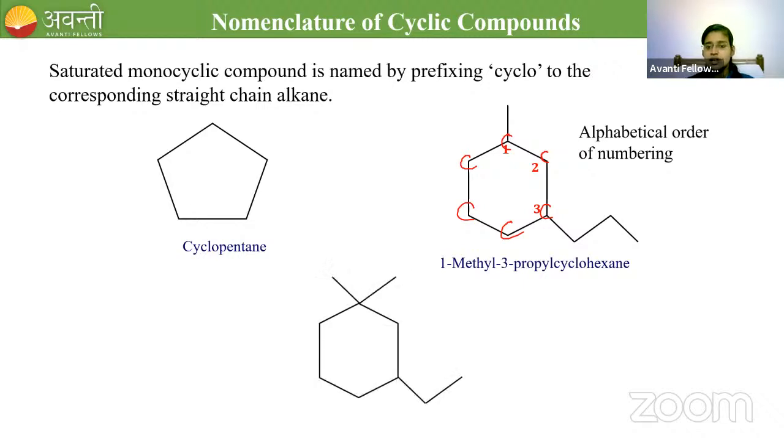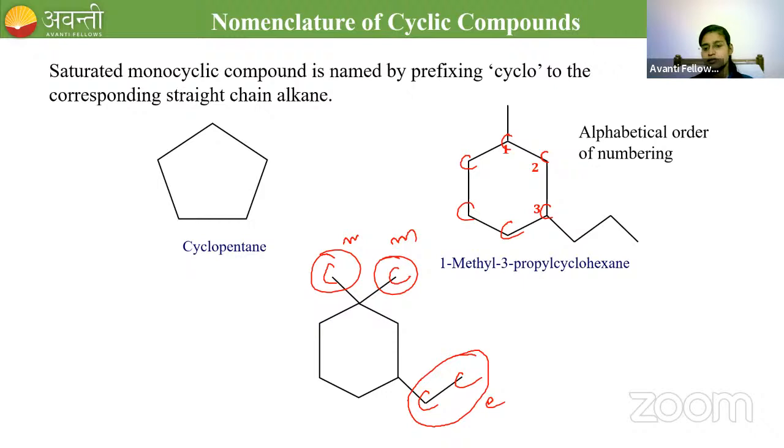Yeah. Take this. What is the name of this compound? Try the name, all of you. We have 3 substituents here. Two substituents are attached to the same carbon and both of them are methyl. And this is the third substituent, which is ethyl. Find out the name.